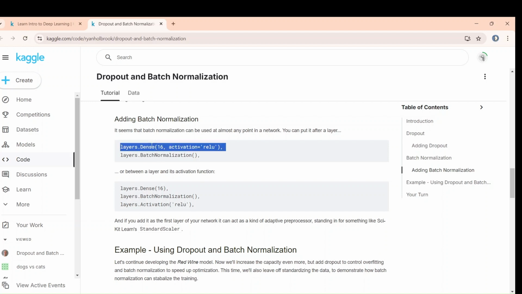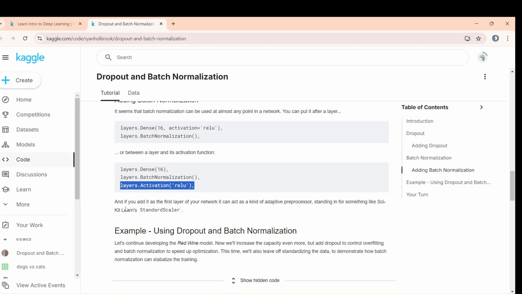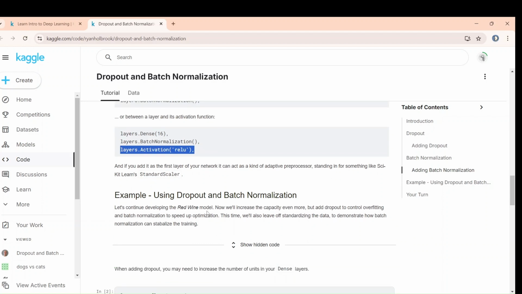Or you can use this also, where you are just breaking it up. First you create the dense layer, then you apply the batch normalization, then you pass it through the ReLU activation. And if you add it as the first layer of your network, it can act as a kind of adaptive preprocessor, like a standard scaler.